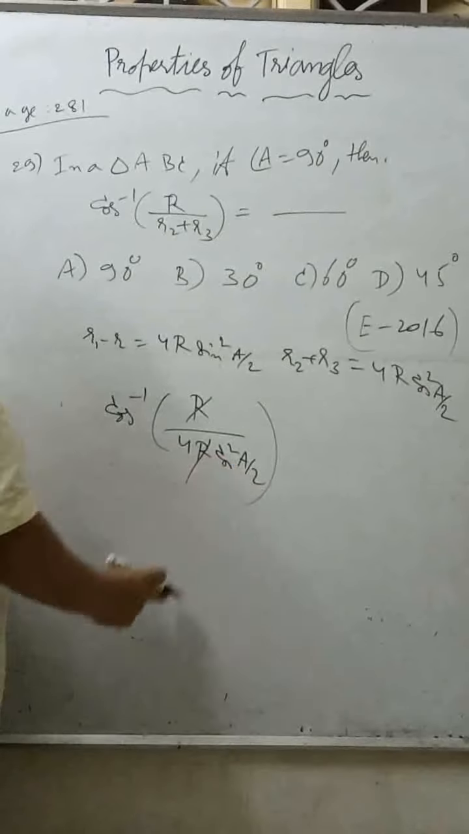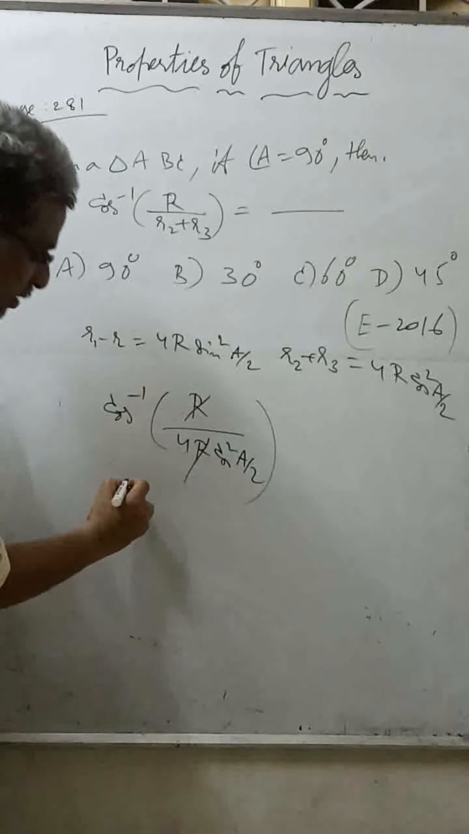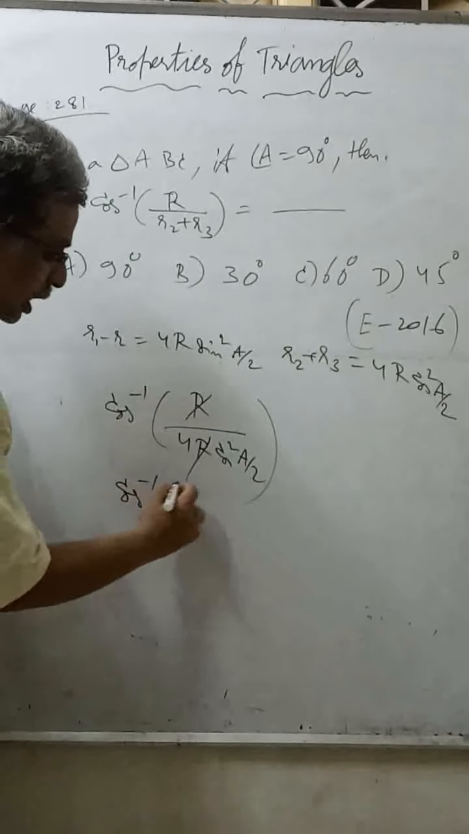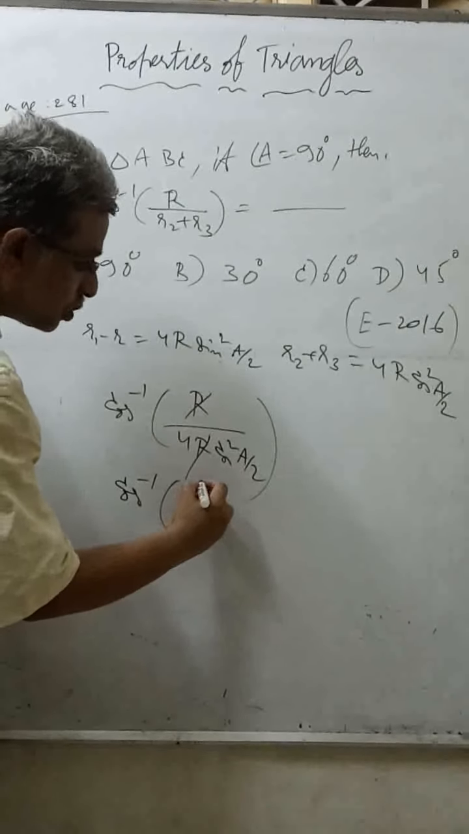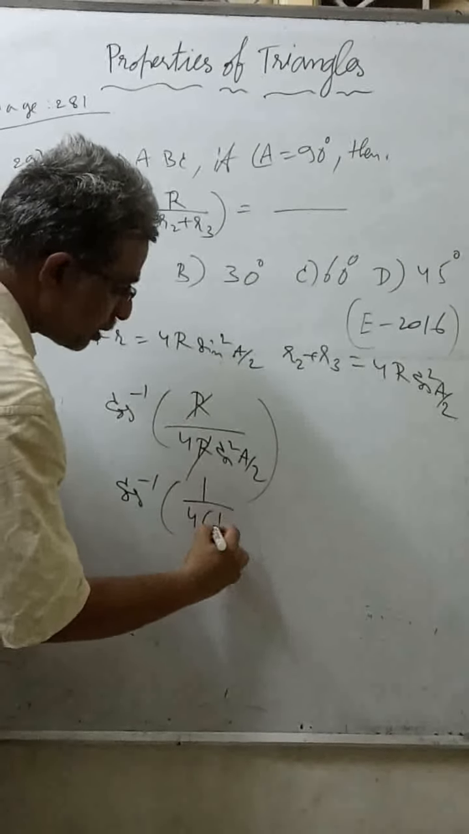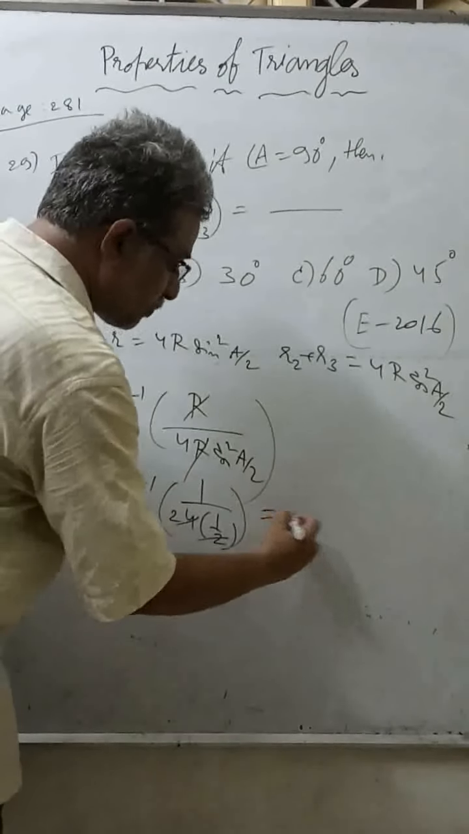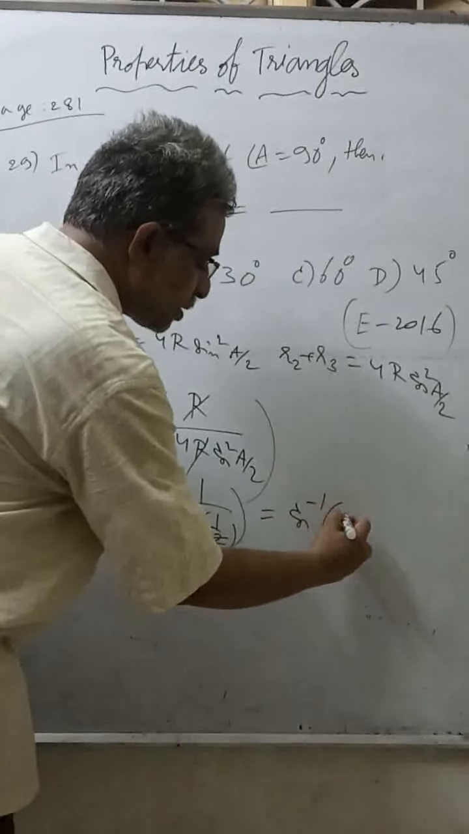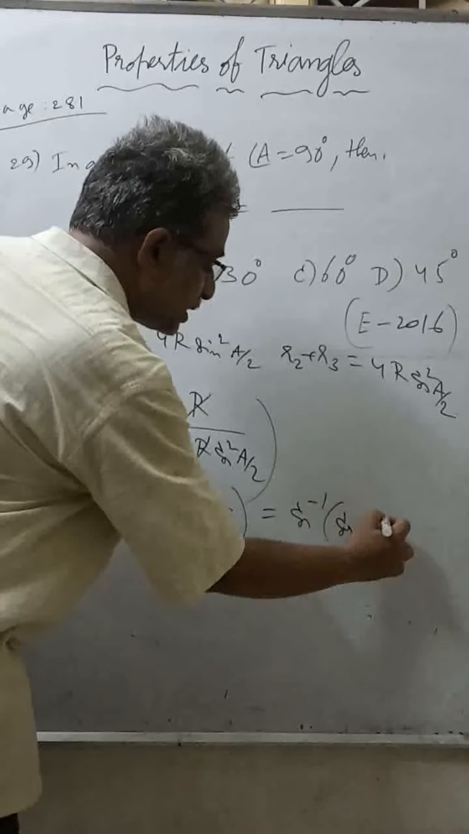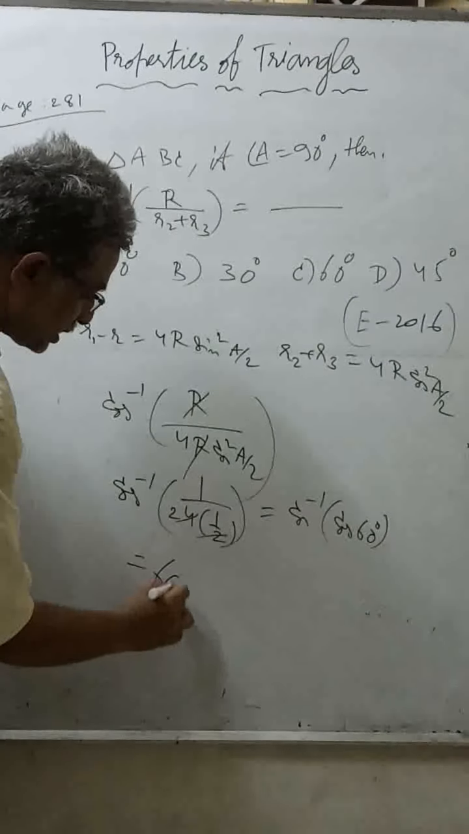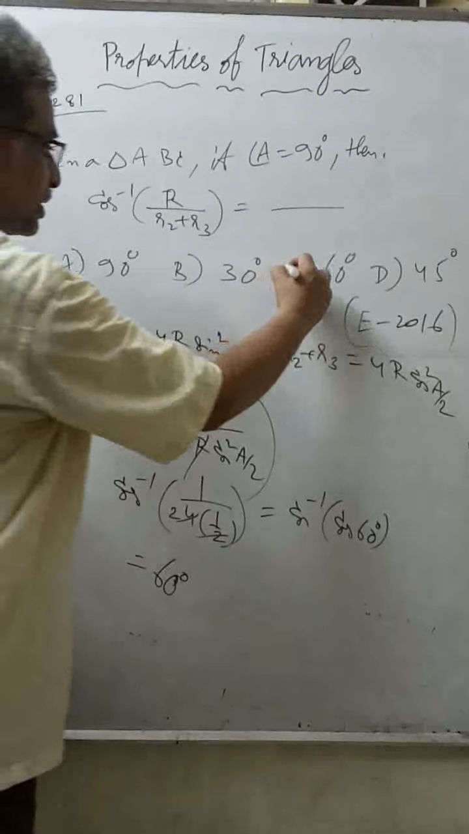A by 2 is 45. Cos square 45. Cos 45 is 1 by root 2, so cos square 45 is 1 by 2. So 1 by 4 into 1 by 2, the 2 gets cancelled. Cos inverse of 1 by 2. Cos of 1 by 2 is cos 60 degrees. So this must be equal to 60 degrees. So our option is C.